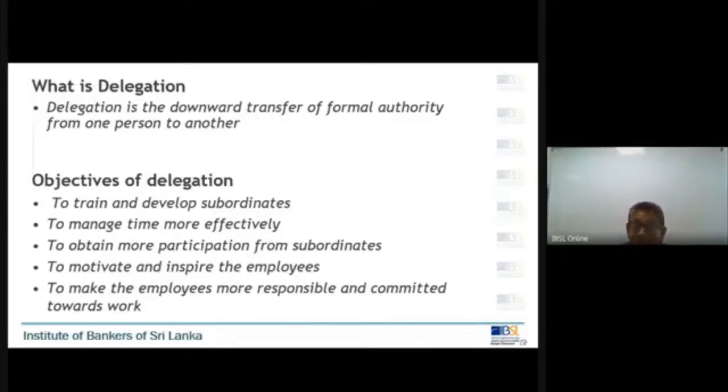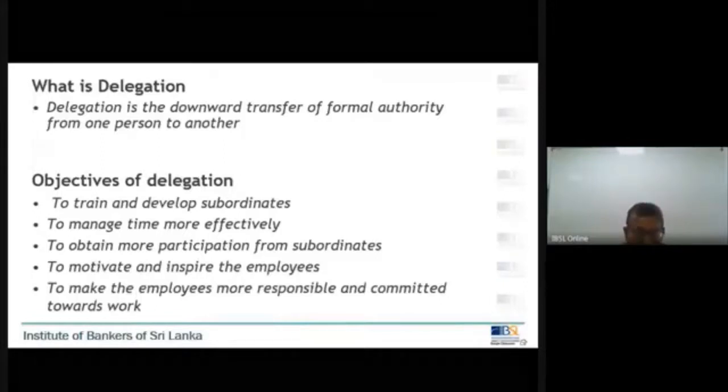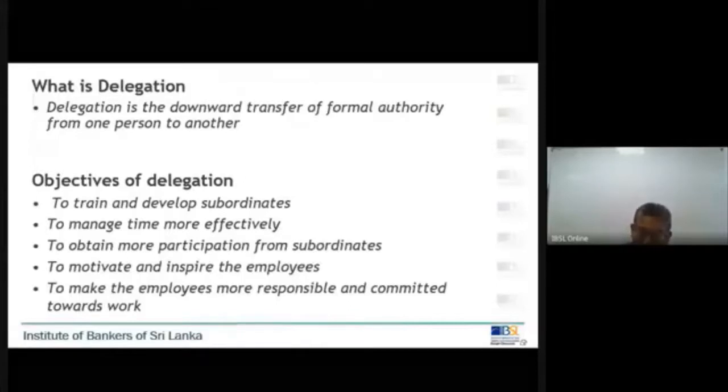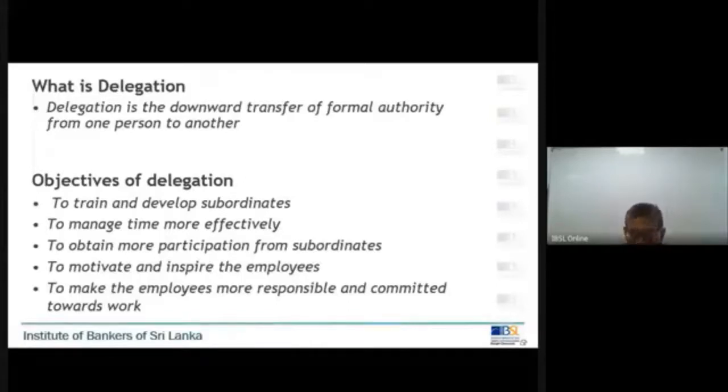Once you delegate it, still the manager is accountable, but the person, the assistant manager, is responsible but not accountable. Accountable is the manager. Once you assign the assistant manager to do that, he is responsible, but that doesn't mean the manager can avoid accountability. He is accountable, right? There are good things and bad things about delegation.